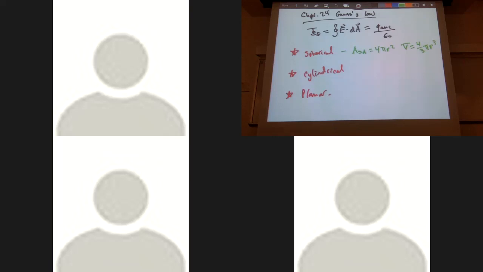Okay? For the cylinder, it's a little more complicated. So we either have the area for the cap, which is that of a circle, which is pi r squared, or we have the area of the shaft, which is equal to 2 pi r times the length. And in both cases, the volume is equal to the area of a circle, which is pi r squared times the length.